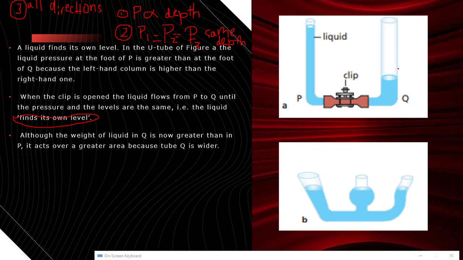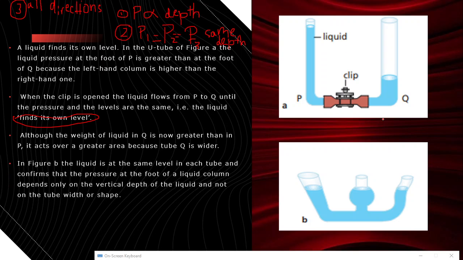But the reason why it justifies these liquids being on the same level is that we have to divide by the cross section area again to find out the pressure. So even if you divide the higher weight of liquid by the cross section area or the surface area where it acts, we in turn again get the same pressure for P or for Q. Okay, so the last, sixth point is that in figure B, the liquid is at the same level in each tube and confirms that pressure at the foot of a liquid column depends only on the vertical depth of the liquid and not on the width or the shape.